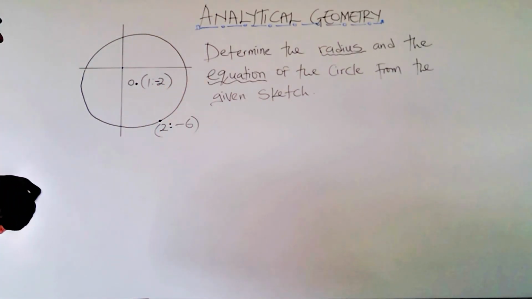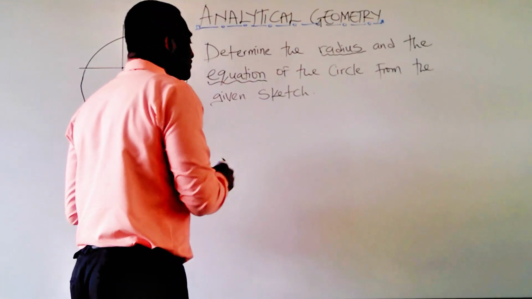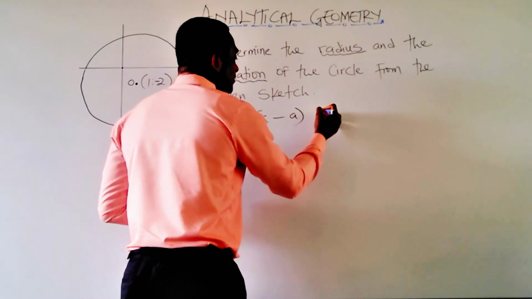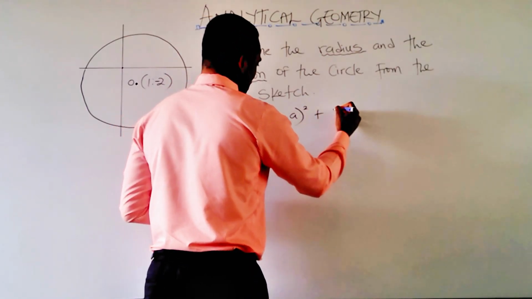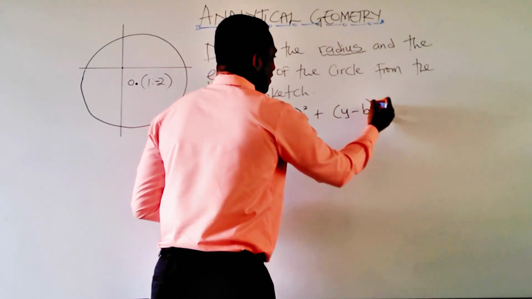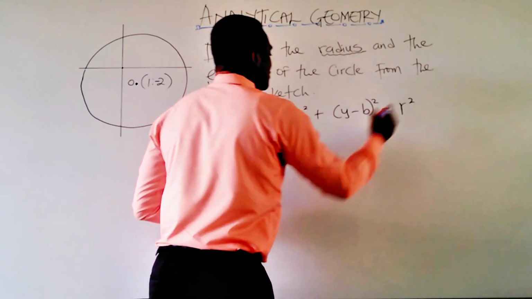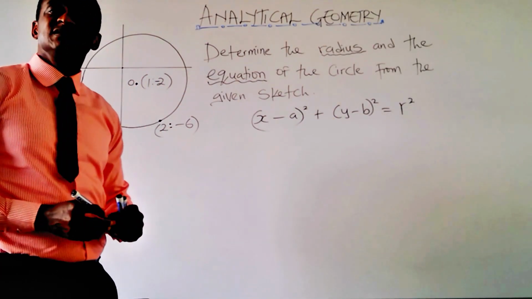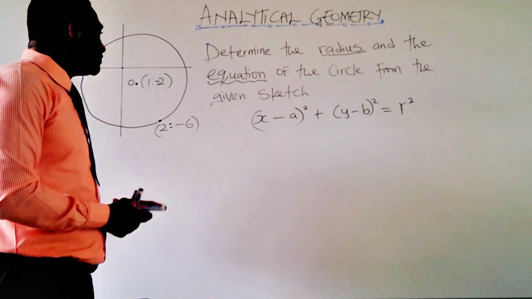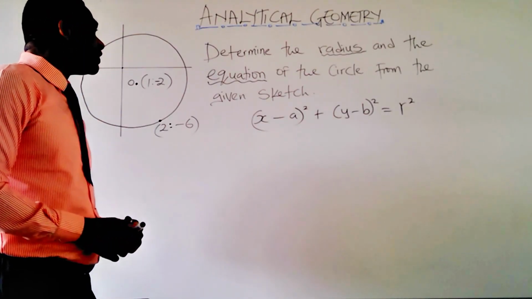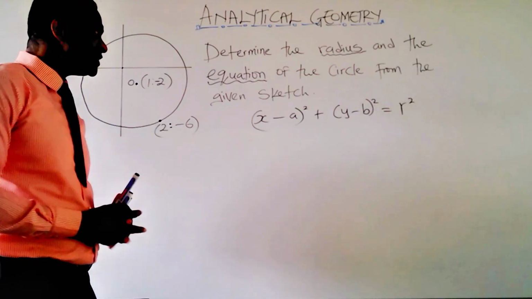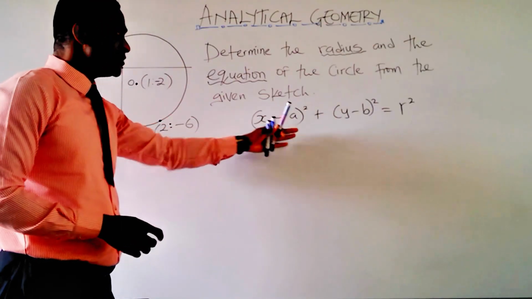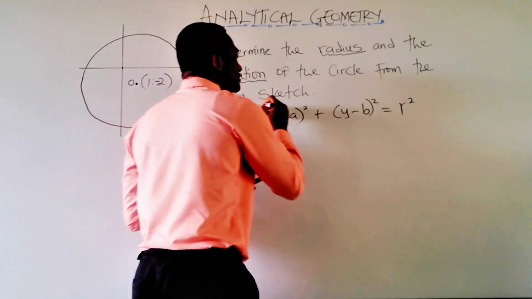So what do we do? We go back to the basics. We remember that the equation of the circle is given as (x minus a) squared plus (y minus b) squared is equal to r squared, where a and b represent the center of the circle. So what do we do here? We plug in what was given and use it to get the equation of the circle. To get the equation of the circle, we use this formula. But they asked us for the radius first.